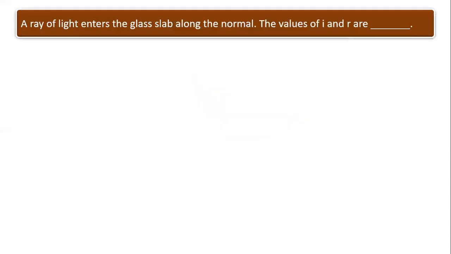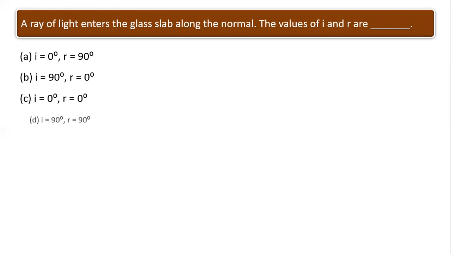Similarly, the next question, again an MCQ. A ray of light enters the glass slab along the normal. The values of I and R are dash. The options are I is equal to 0 degrees and R is equal to 90 degrees. Second option, I is 90 degrees but R is 0 degrees. Third option, I is 0 degrees, R is 0 degrees. And the last option is I is equal to 90 degrees and R is equal to 90 degrees.